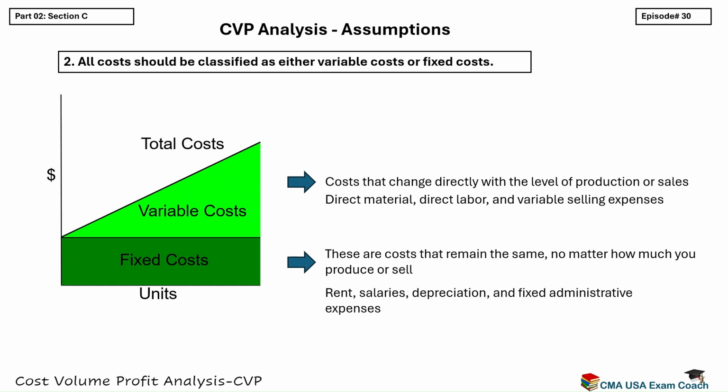This clear separation is essential because the contribution margin, which is a core part of CVP, is calculated based on variable costs being deducted from sales. Then we use that margin to cover fixed costs and calculate profit. If costs are not properly classified, the CVP results will not be accurate, and decisions made from that data could go wrong. So to summarize, this assumption requires us to clearly define which costs are variable and which are fixed, and there should be no confusion or overlap between the two.